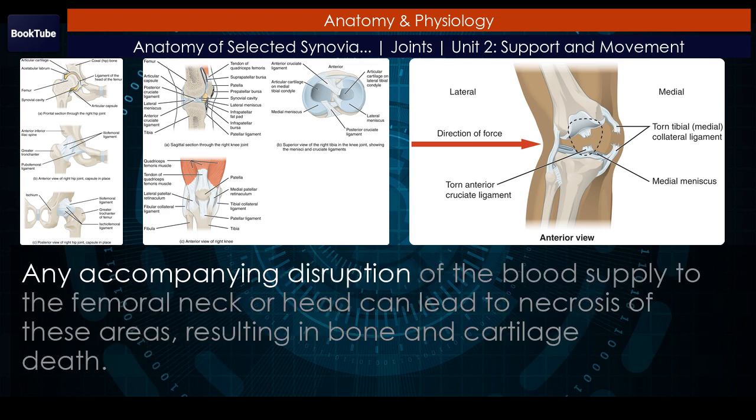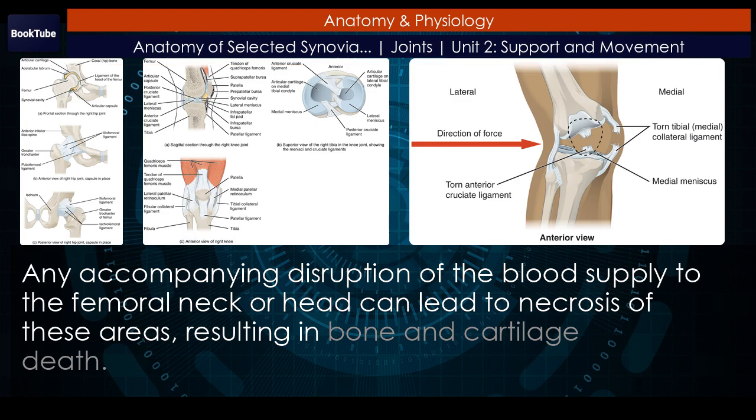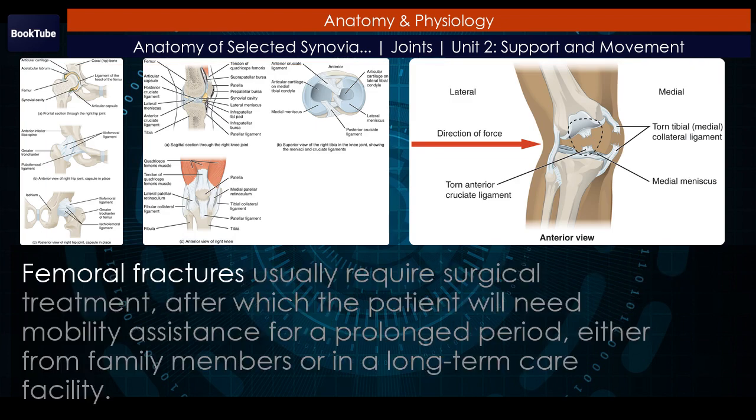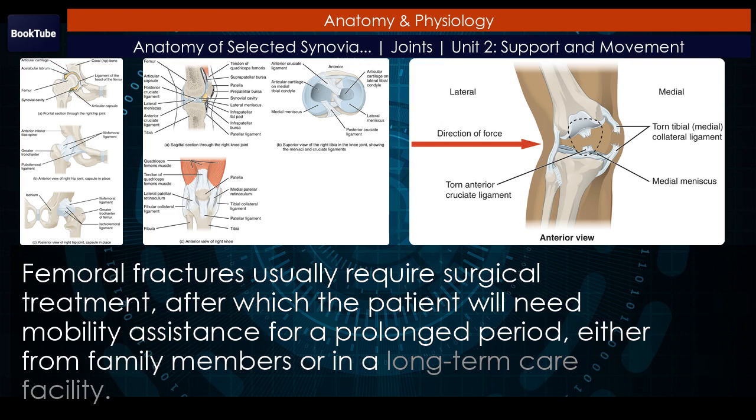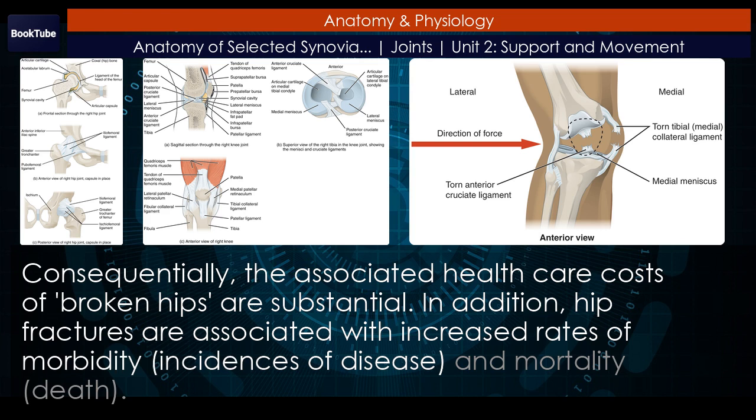Any accompanying disruption of the blood supply to the femoral neck or head can lead to necrosis of these areas, resulting in bone and cartilage death. Femoral fractures usually require surgical treatment, after which the patient will need mobility assistance for a prolonged period, either from family members or in a long-term care facility. Consequentially, the associated healthcare costs of broken hips are substantial. In addition, hip fractures are associated with increased rates of morbidity, incidences of disease, and mortality.